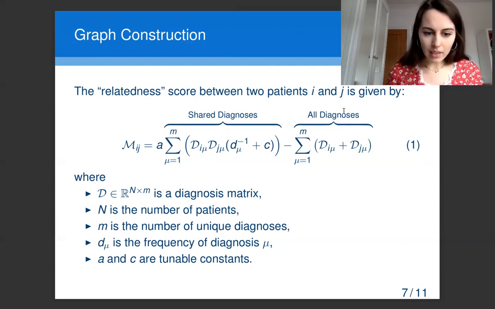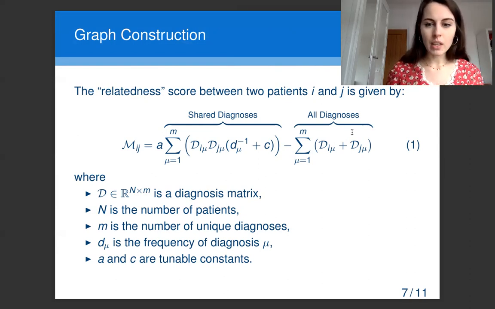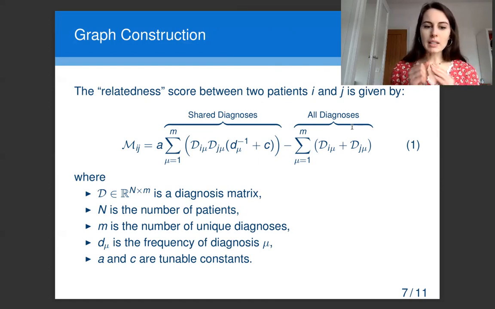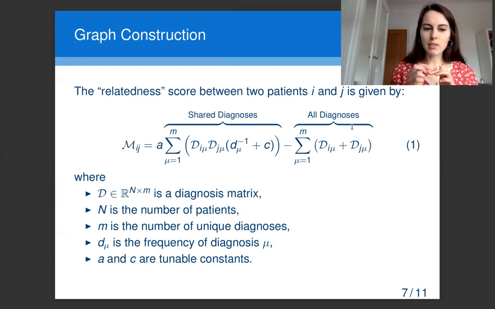And then we have a second term, which penalizes the score for the total number of diagnoses that are present across patients I and J. And we added this because we noticed that patients with lots of diagnoses were forming large hubs. Because they're more likely to share diagnoses with all the other patients, they were forming these hubs, but the matches were non-specific because a lot of the diagnoses weren't shared between the patients in the match. So we added this term to penalize having lots of non-shared diagnoses between the patients.